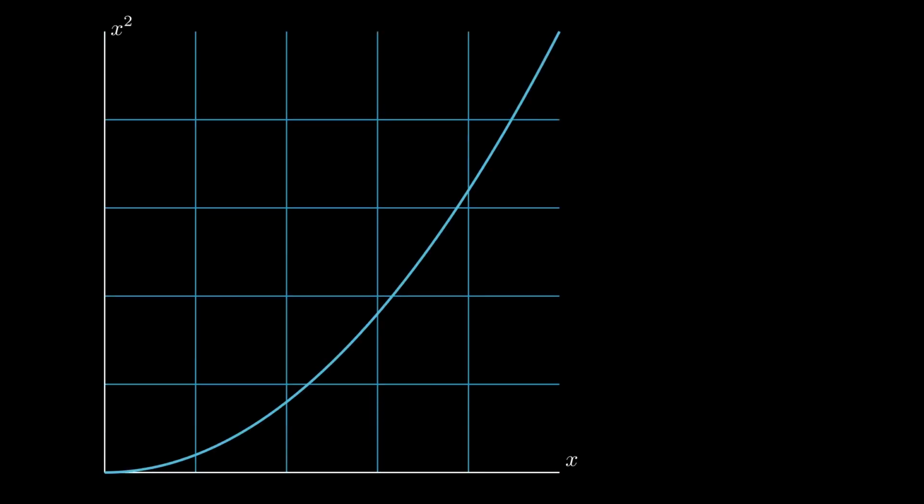Here we have the graph of y equals x squared between 0 and 1. Finding the area under the curve is simple, as the integral of x squared is just x cubed over 3 evaluated from 0 to 1, which is 1 over 3. But what if we try to evaluate this integral in a slightly different way?